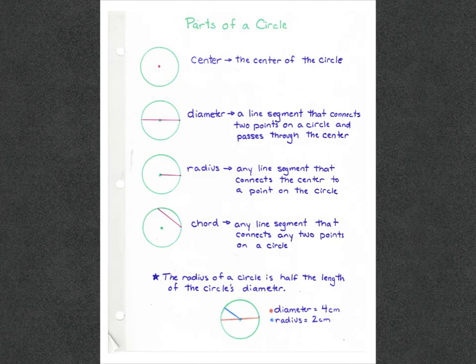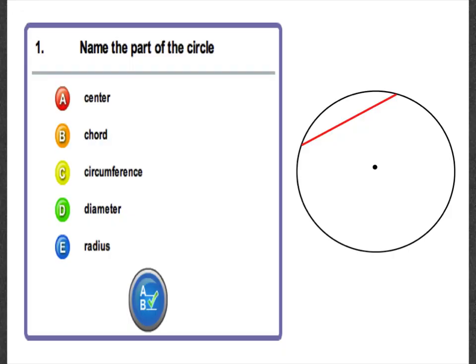So here are the notes, just in case you want to pause it and take a look at these one more time. Center, diameter, radius, chord, and then talking about that the radius is 1/2 of the diameter at all times. So we always have half of the diameter that equals the radius. So in this case, the diameter is 4 centimeters and our radius would be 2 centimeters.